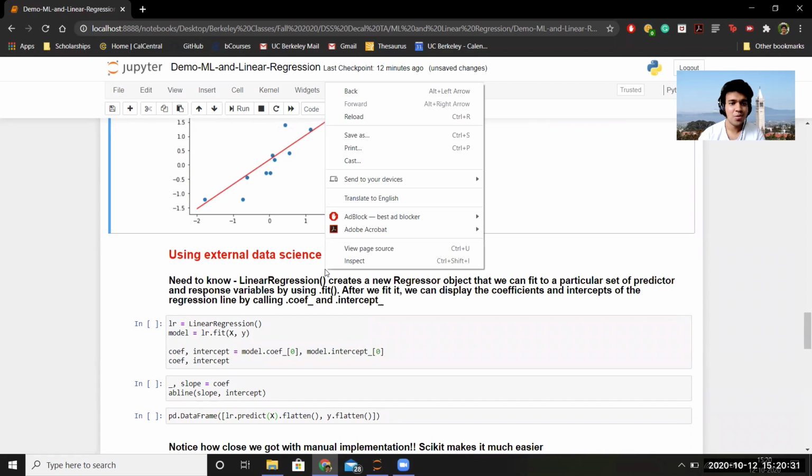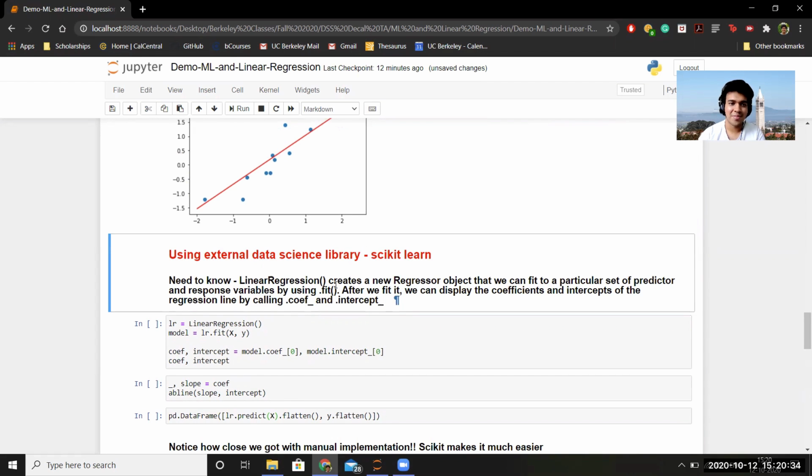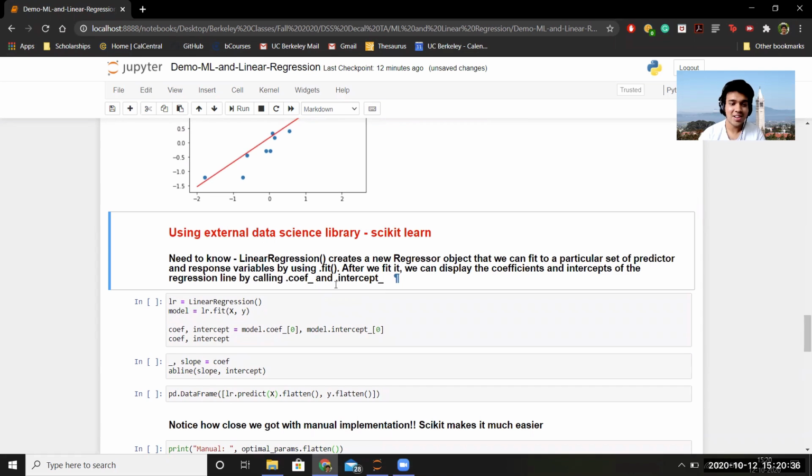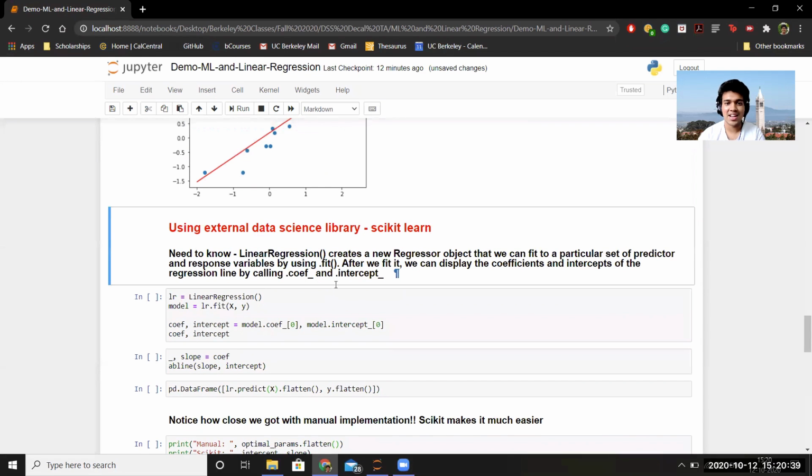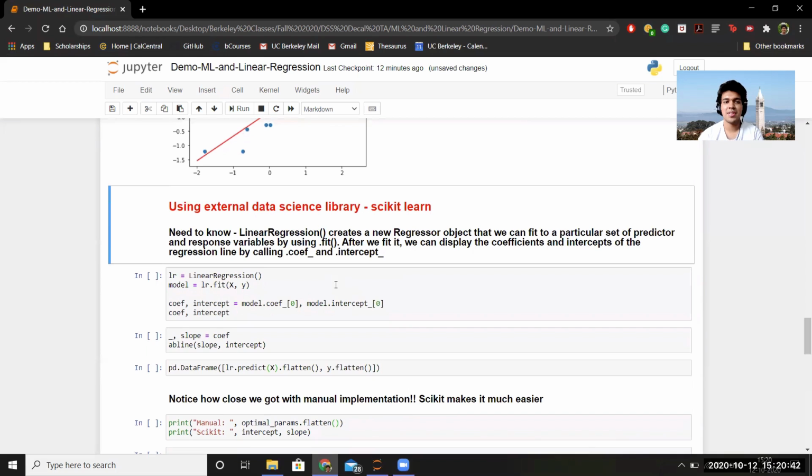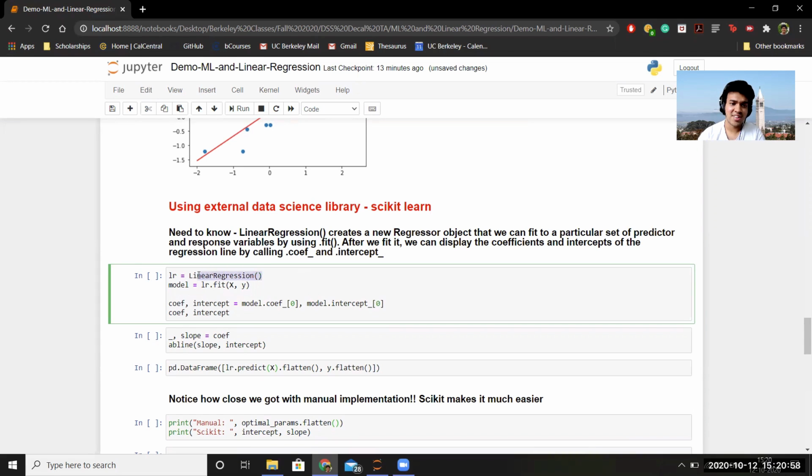Okay, fantastic. Now, that actually was a lot of work for manual regression. And luckily for us, there's an external data science library called scikit-learn that makes it a lot easier. What we need to know, and this is just a recap from lecture, is that linear regression creates a new regressor object that we can fit to a particular set of predictor and response variables by calling the function .fit. So here LR is a linear regressor that we create by calling LinearRegression, and we fit it to our training data, that is X and Y, and store the result in model. Then we can find the coefficients of model and the intercept of model.